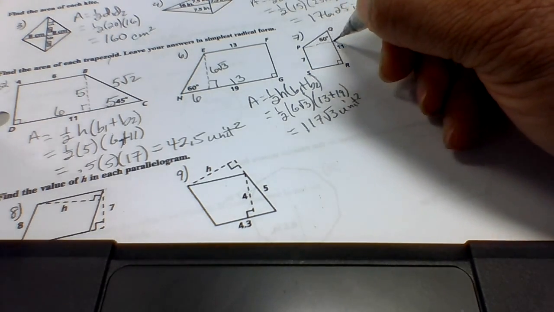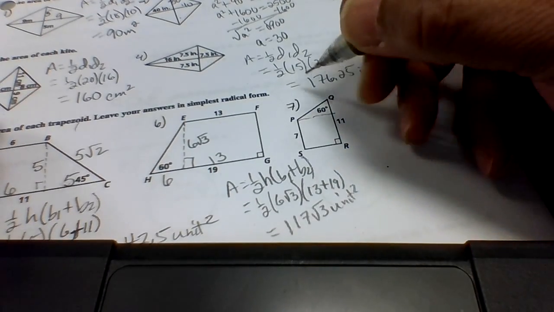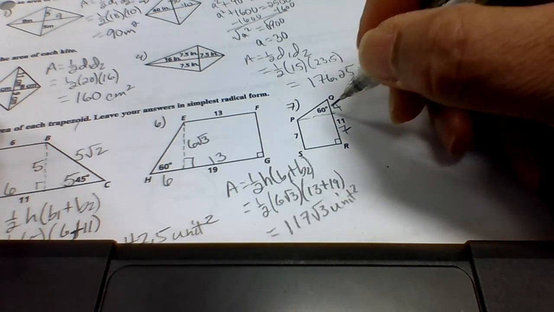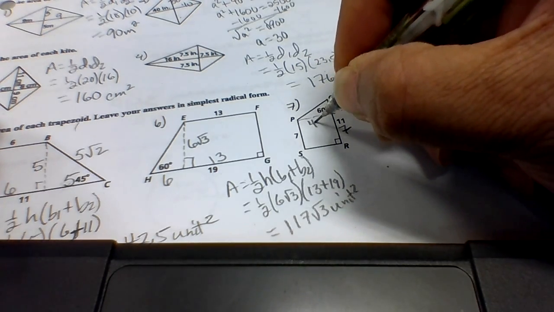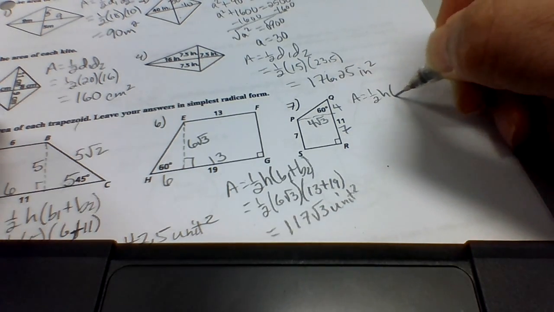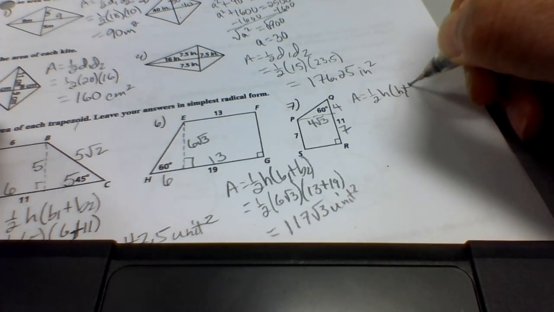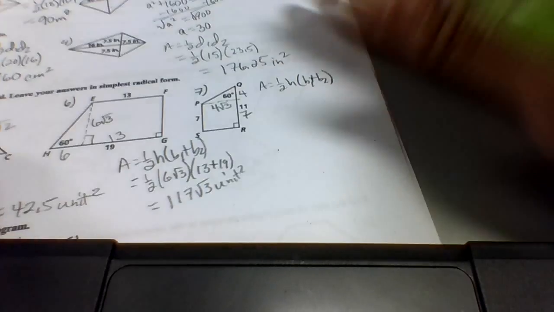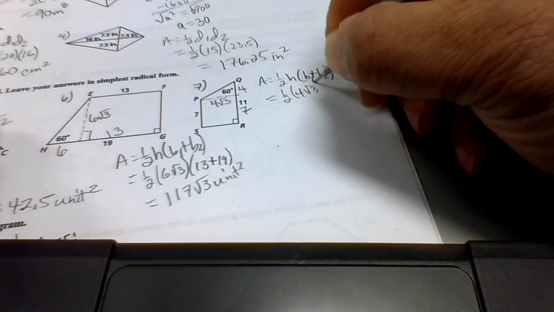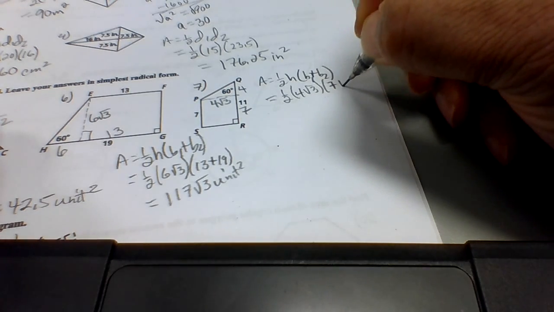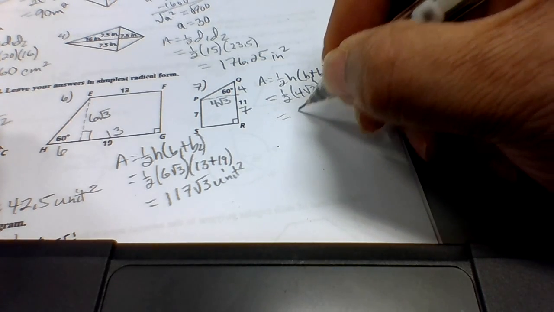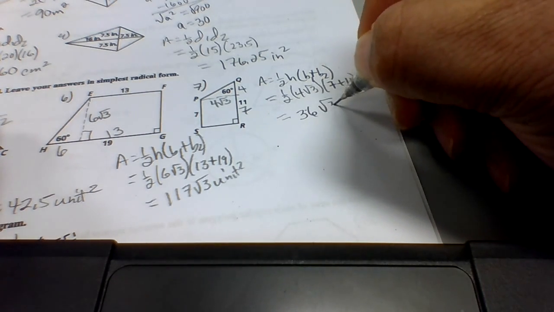Bringing it down through here. And if this is 7, so that means this is 4. And then my long side is going to be 4 square root of 3. So area equals 1/2 the height times the sum of the bases, B1 plus B2. Substituting gives me 1/2, the height is 4 square root of 3. One base is 7. The other base is 11. So looking at this is going to be 36 square root of 3.